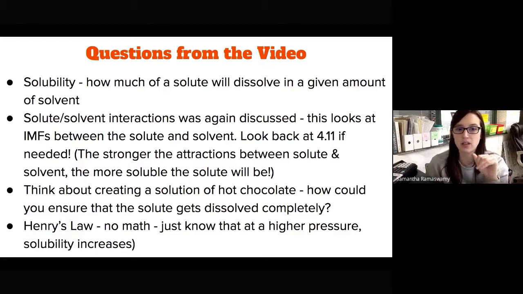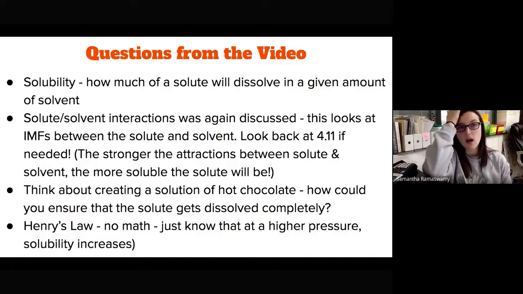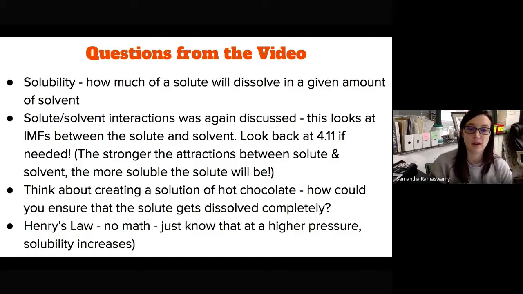Now this goes into the last bullet point. Henry's law was discussed in the video, and I gave you an equation for using Henry's law. I am not going to test on the math related to Henry's law. I'm not even going to test on what Henry's law is. I just want you to know that at a higher pressure, solubility increases.